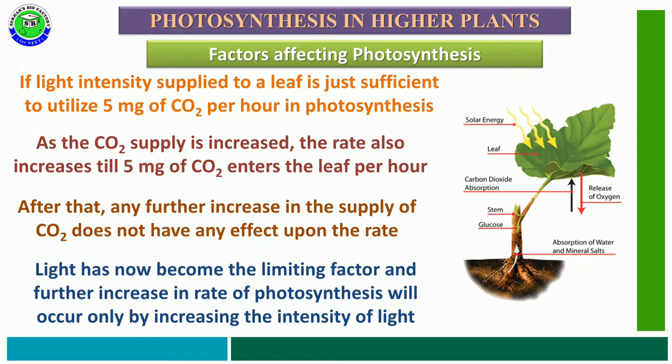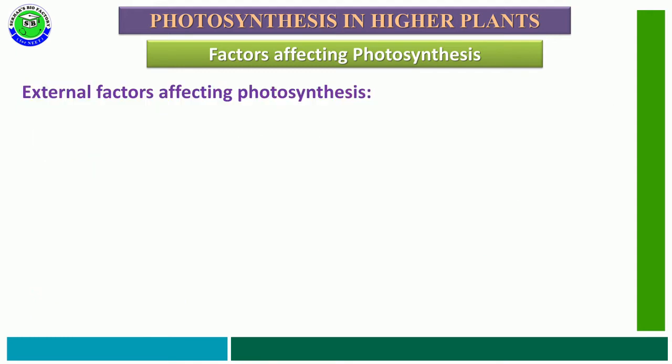Further increase in the rate of photosynthesis occurs only when the light intensity around the leaf is increased. So in this case, carbon dioxide becomes the limiting factor along with light intensity, according to the law of limiting factor. And along with this, some of the external factors affect the rate of photosynthesis more.